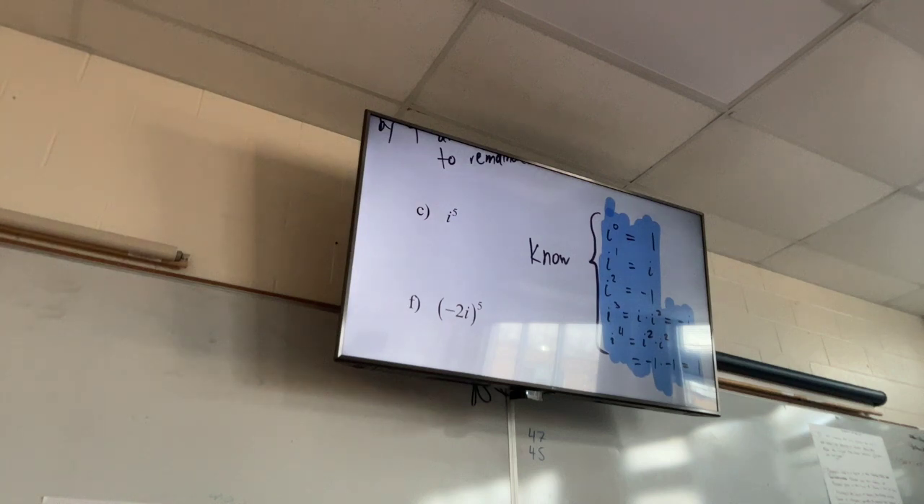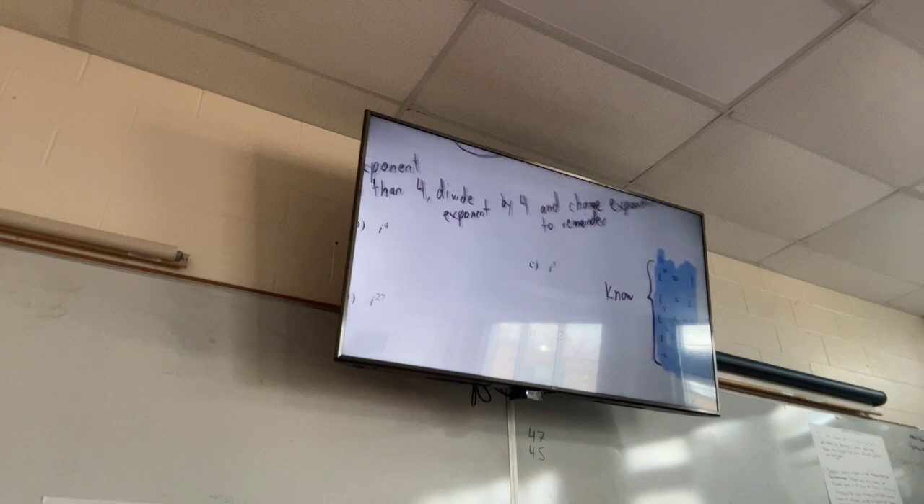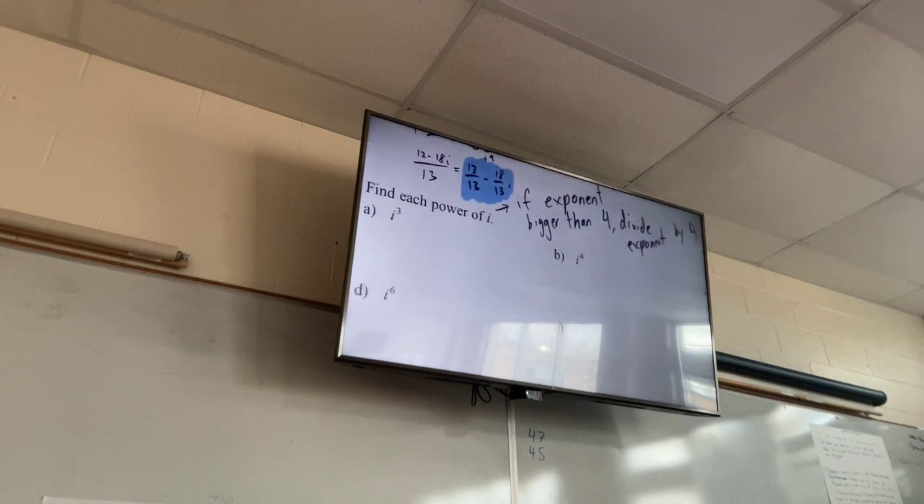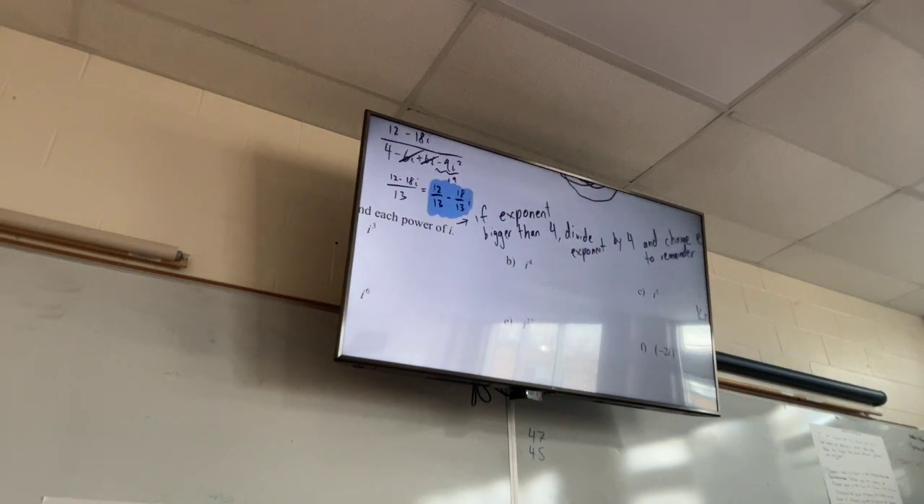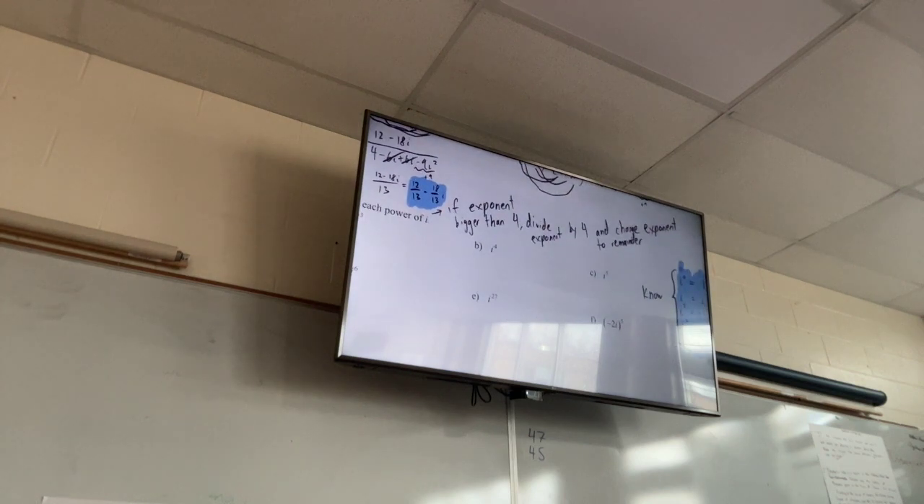Other than that, what you do with these is you take the exponent, and if it's bigger than 4, you divide the exponent by 4 and change the exponent to the remainder that you get. So write that little note down.